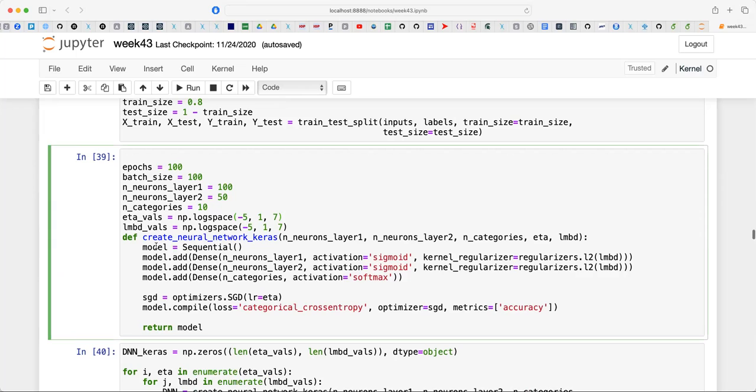And then this is a sequential network. So that means we go layer by layer. And we are simply using Keras, as you can see here, to create a neural network with Keras. And we set up the first layer, the second layer, and the number of categories. We feed in the eta values and the lambda values. And here you see the way you can set it up.